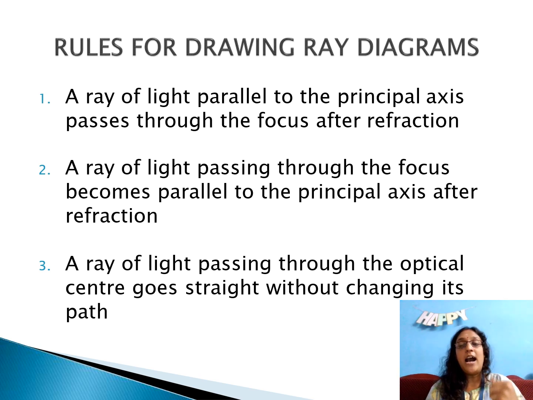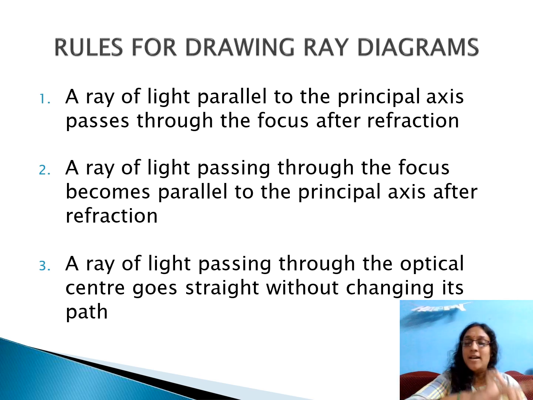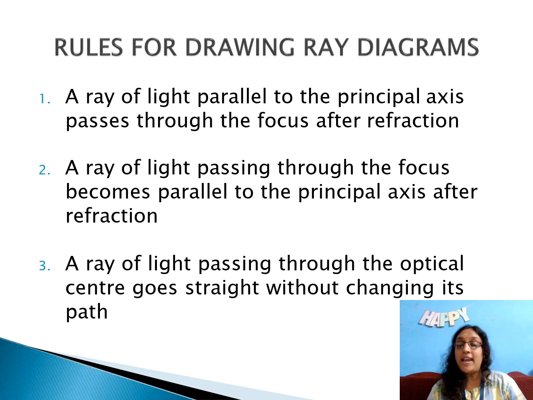So whenever a light passes through the optical center, it will go straight without any change in its path. But what we saw there, do you remember? When a light passes through the center of curvature, it retraces its own path again. It comes back along its own path. That is the difference between your mirror and your lens. Okay, that's it. So keeping this rule in our mind, we are going to see the next thing.